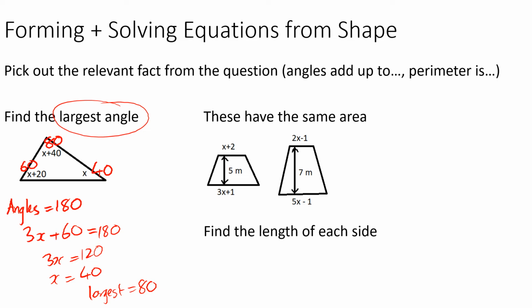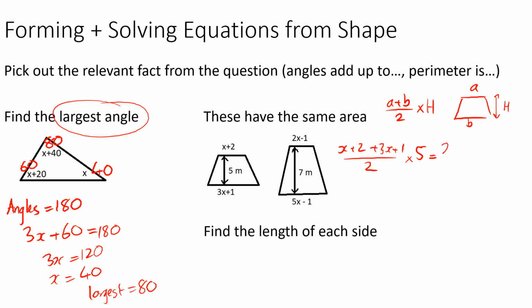These are trapeziums. And the formula for the area of a trapezium is a plus b over 2 times h, where we're talking about a and b being the two parallel sides, and h is the perpendicular height. So if these have the same area, we need to set up that equation. So for the first trapezium, a plus b, so we've got x plus 2, that's our a, plus 3x plus 1, that's our b, all over 2, times 5. And that's going to be equal to the same thing for the other trapezium. So it's going to be equal to 2x minus 1 plus 5x minus 1 all over 2 times 7.